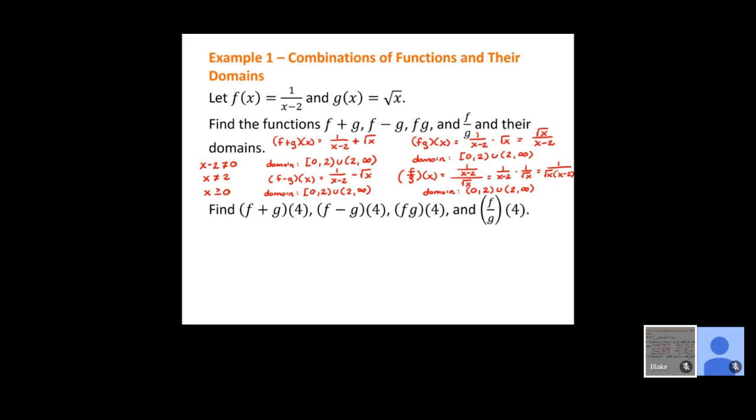All right, let's take a look now at the bottom. Now we want to find f plus g of 4, right? So just substituting 4 into our f plus g function. We've already found f plus g, so we're just substituting it right in there. So that's going to be 1 over 4 minus 2 plus the square root of 4. So now we simplify that. What's 1 over 4 minus 2 going to be?